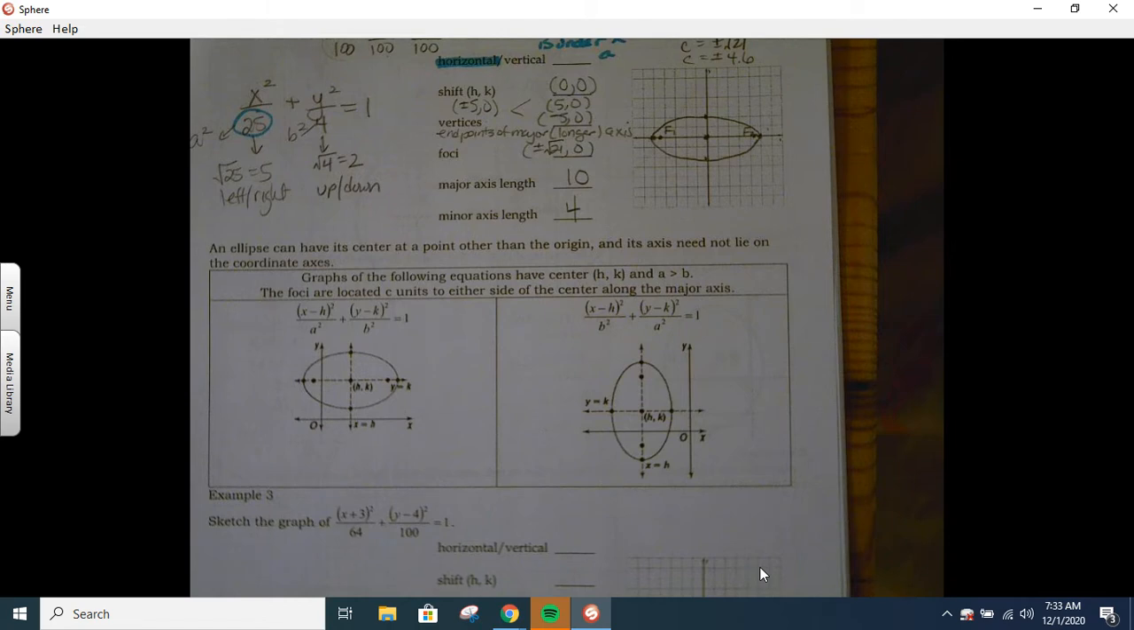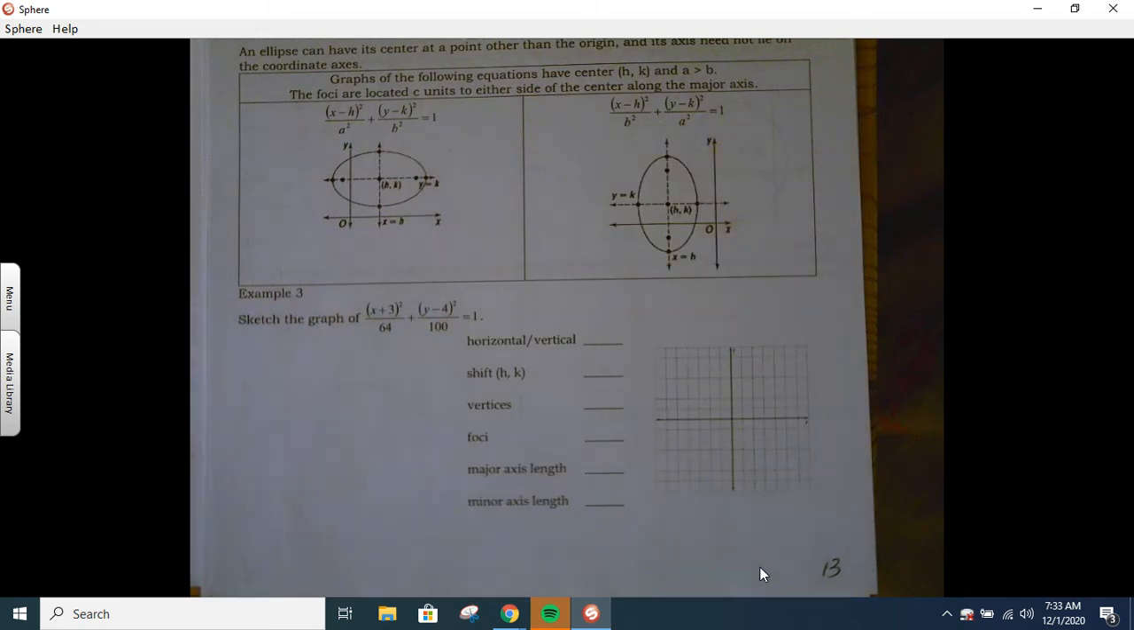Okay, now an ellipse, just like a circle, can have a center other than the origin. So then its axis is not necessarily on the coordinate axis. And if you look at these equations, they look the same as the circle equation, except they have the a squared and the b squared, same as what we were just talking about if it was at the origin.